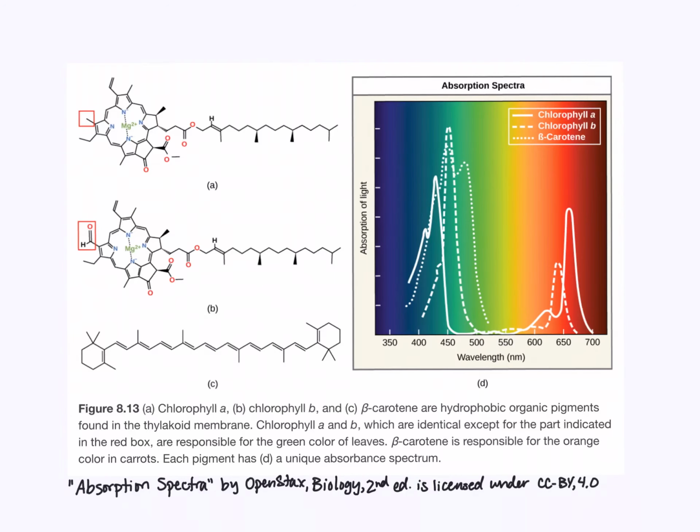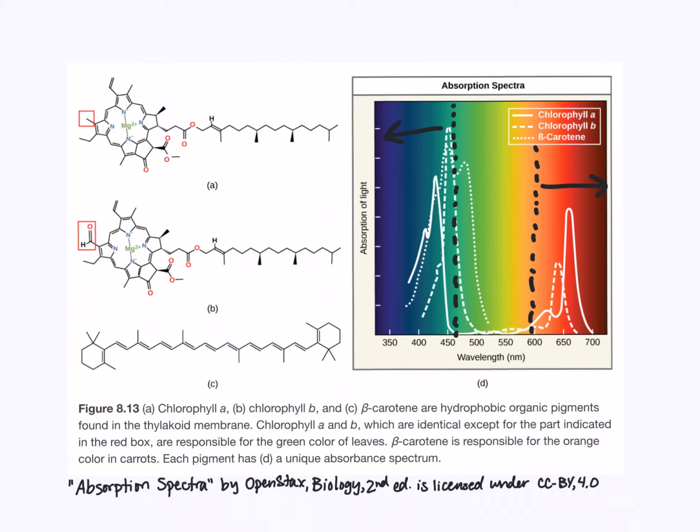I mentioned on the previous page that plants primarily absorb light in the blue and red ends of the spectrum, and they actually reflect light that's in the green part of the spectrum. And you can kind of see that here. You can see that it's primarily happening in this blue end of the spectrum and in the red, kind of orange part of the spectrum.